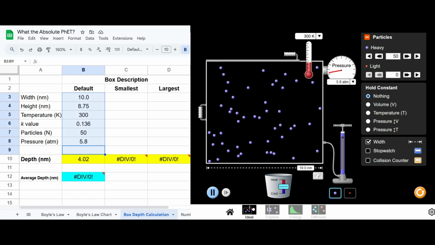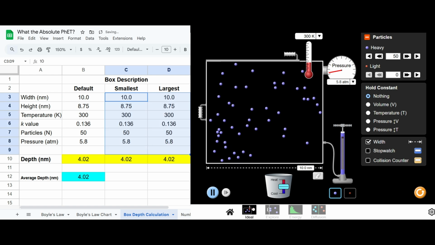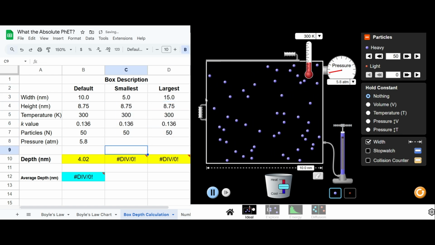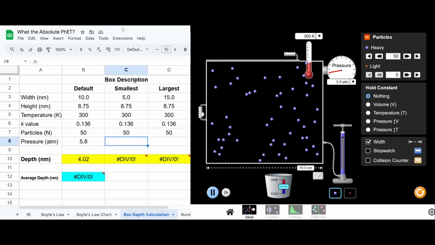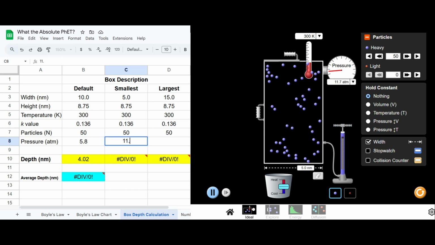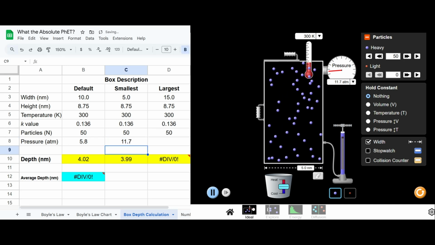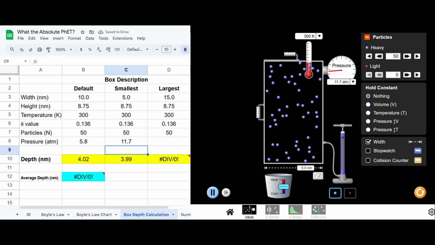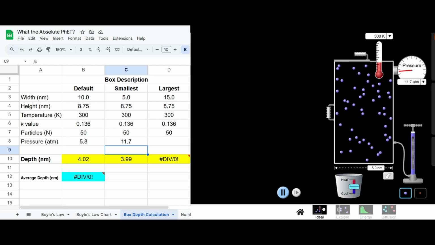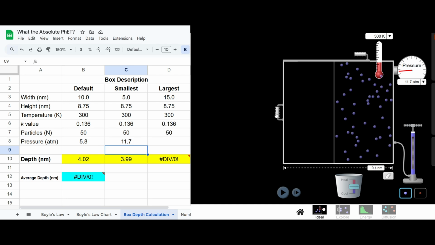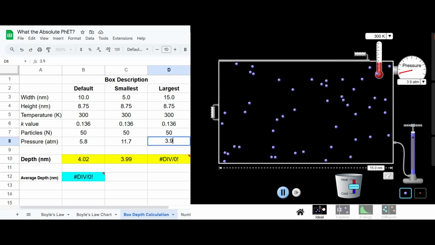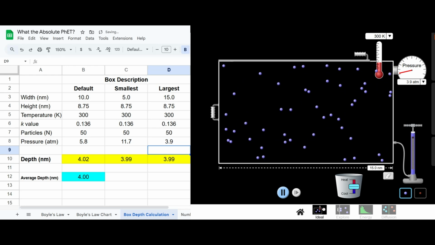For the next 2 tests, I can copy everything but change the widths to 5 and 15 respectively, and of course remove pressure. Shrinking the width down to 5 nanometers increases the pressure to 11.7 atmospheres. This results in a depth of approximately 4 nanometers again. My confidence in my work is growing, but we all know science is settled if we can do it 3 times. Maximizing the width of the box results in a pressure of 3.9 atmospheres. Placing that into the calculator gives, once again, about 4 nanometers.